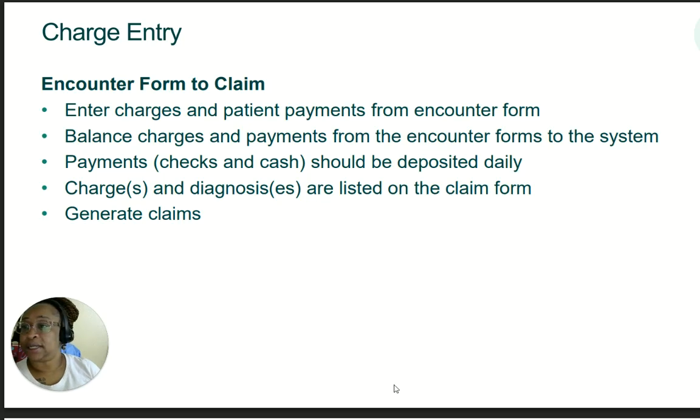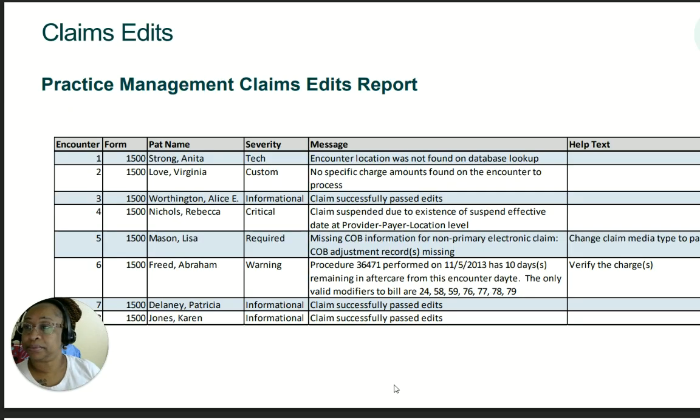Charge entry. This is an encounter form to the claim. Enter charges and patient payments from the encounter form. The previous encounter form that you reviewed should have all of that information, which includes the codes. Balance charges and payments for the encounter form to the system. Payments such as checks and cash should be deposited daily. Charges and diagnoses are listed on the claim form and on the encounter form. And we will generate the claims when all of this detailed information is entered from the encounter form.